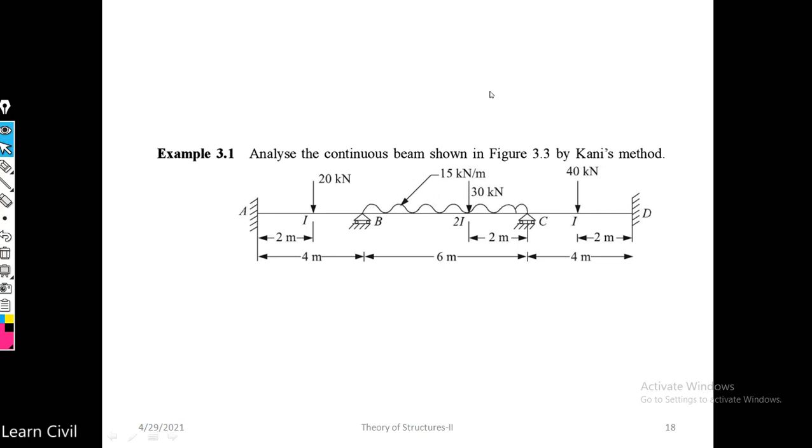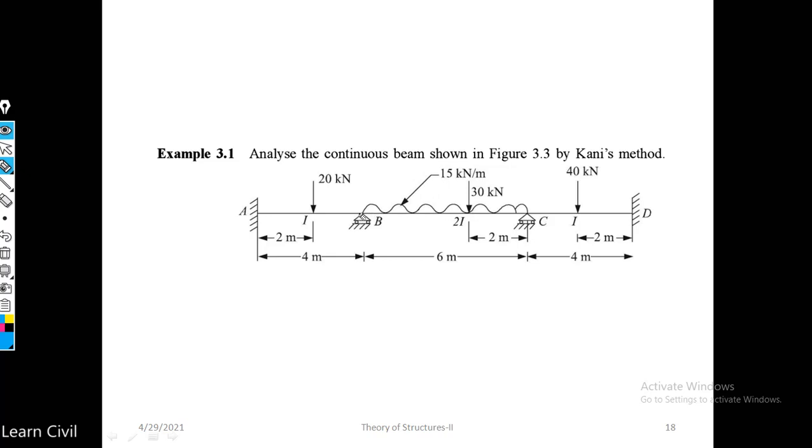We'll start with the problem of analysis of a continuous beam by using Carney's method. This is the continuous beam which is given for analysis. You can see we have a 3-span beam which is subjected to a load of 20 kilonewton on span AB. The load of 20 kilonewton is acting at the midspan.